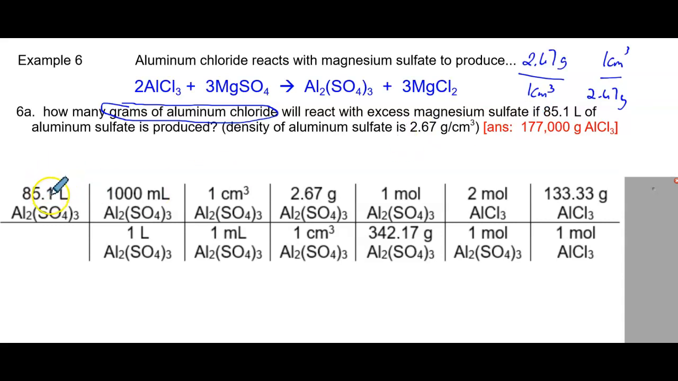So we start with volume. We convert it using volume conversions. We use the density to get us from volume into mass, and then it's an ordinary stoichiometry problem.